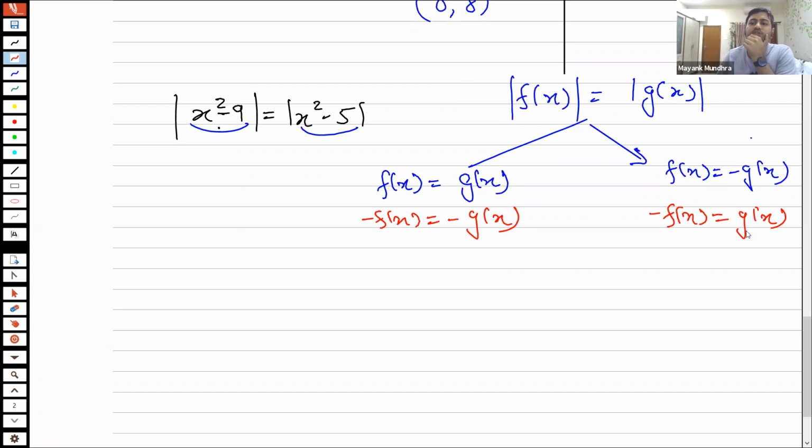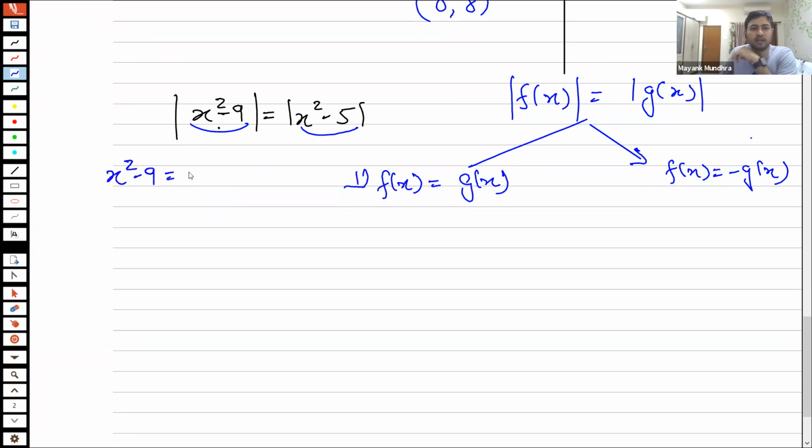All right. So what I do now is I take these two cases, I remove the red cases because they are just the image and the mirror of these two actual cases. So f of x equals g of x, case one. In case one, what happens is I'll get x square minus 9 equals x square minus 5. X square cancels out, so what you'll get is minus 9 equals minus 5, which is not possible. It's a contradiction. So this thing can never happen.